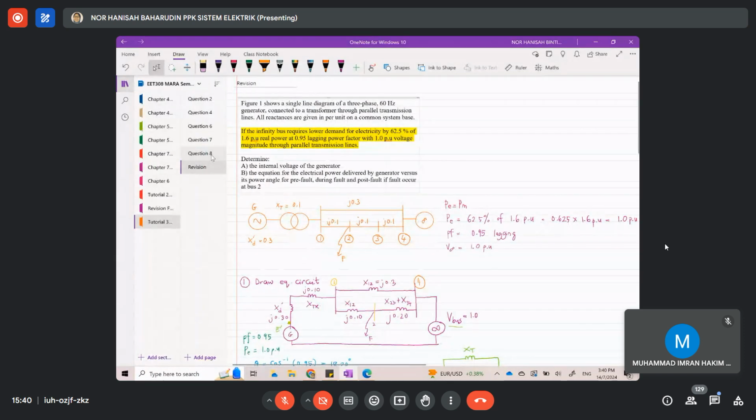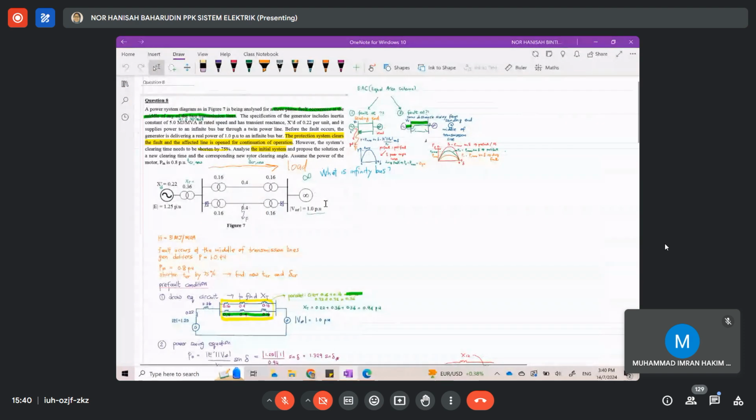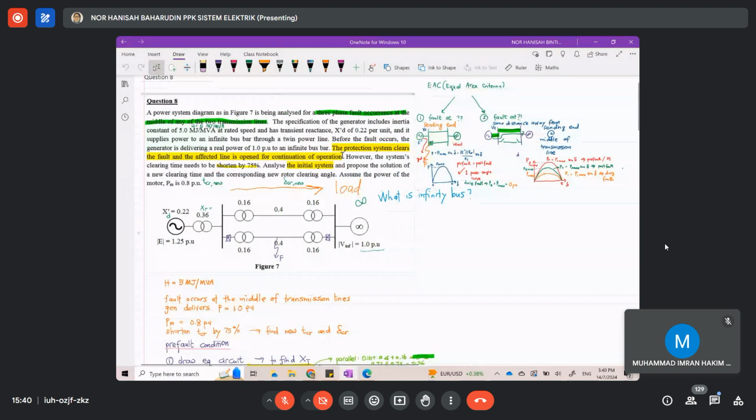And then I would like to discuss again question 8. I hope that you can remember this one, student. Again, equal area criterion. For a single-line fault, you know that you have to draw only one power angle curve, because during the fault the electrical power PM will be equal to 0, and if it is some distance away, it may not be necessary at the middle of the transmission line. It may happen at any location of the transmission line.